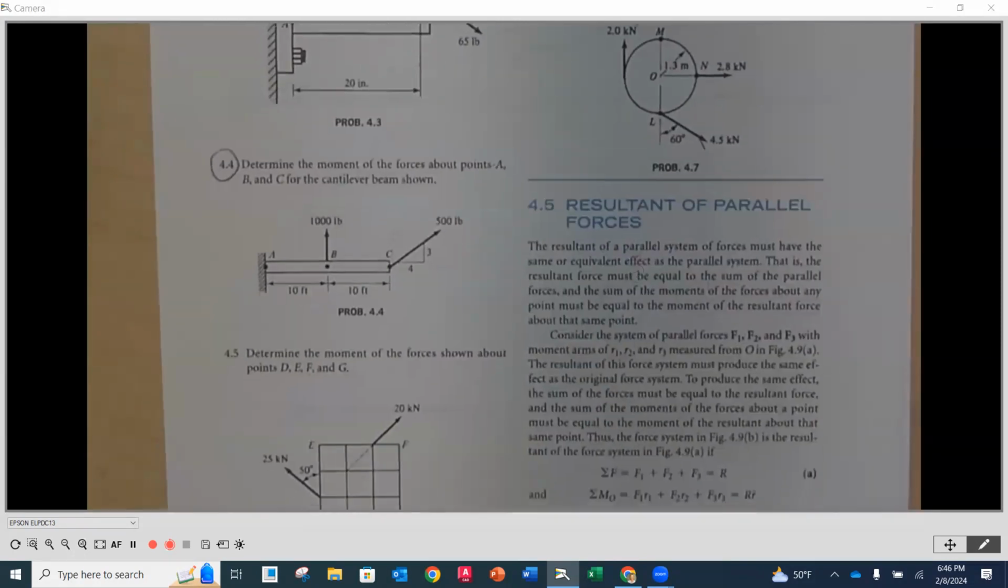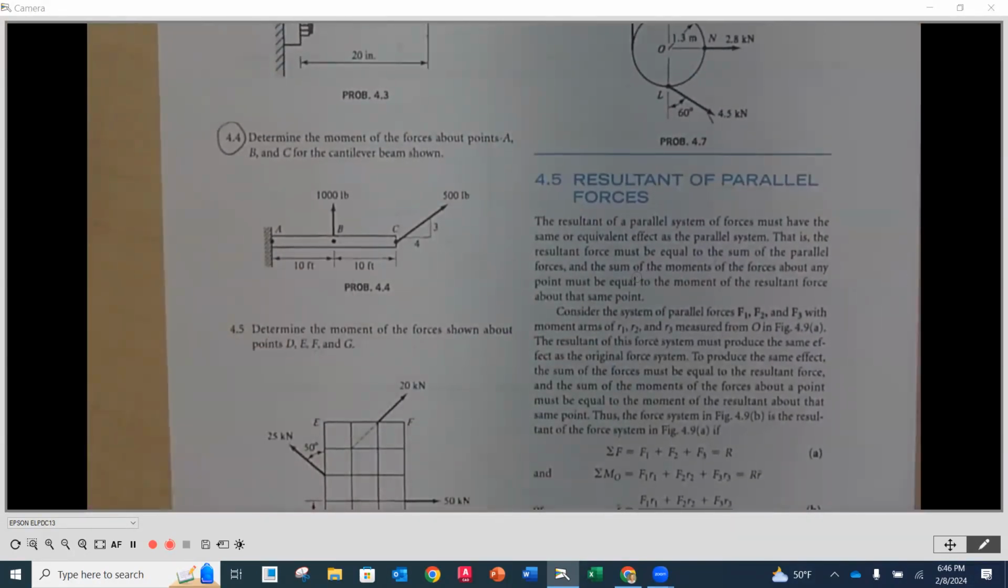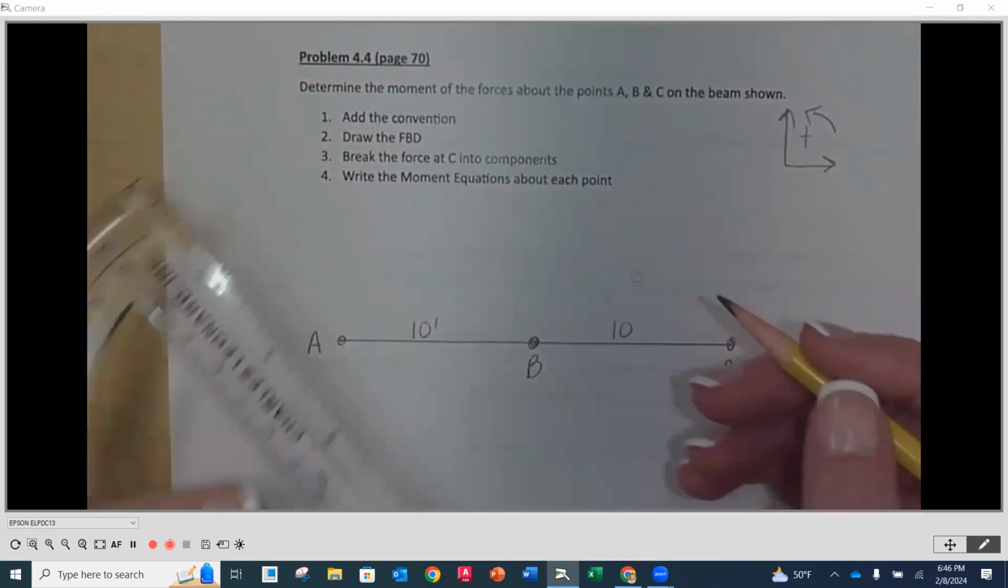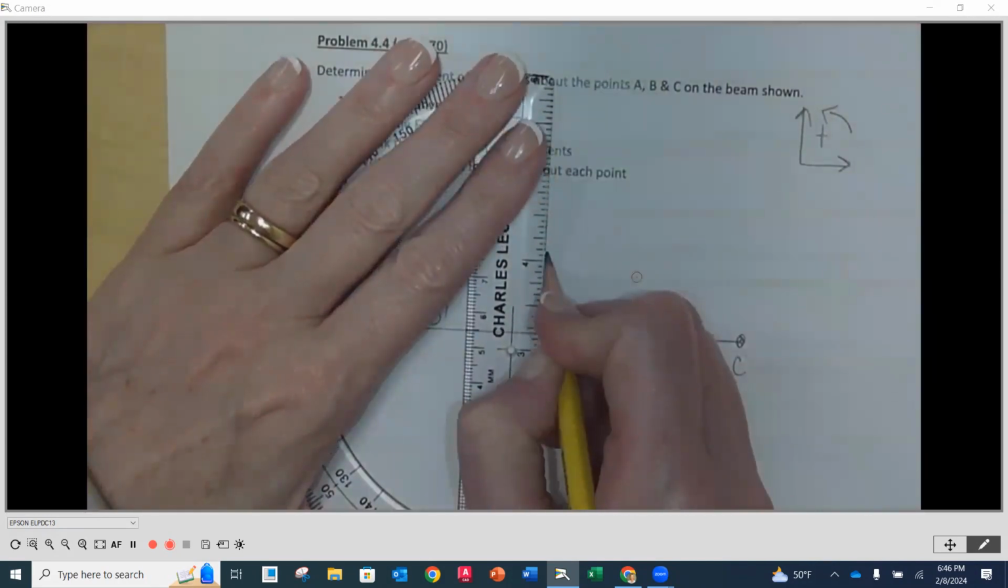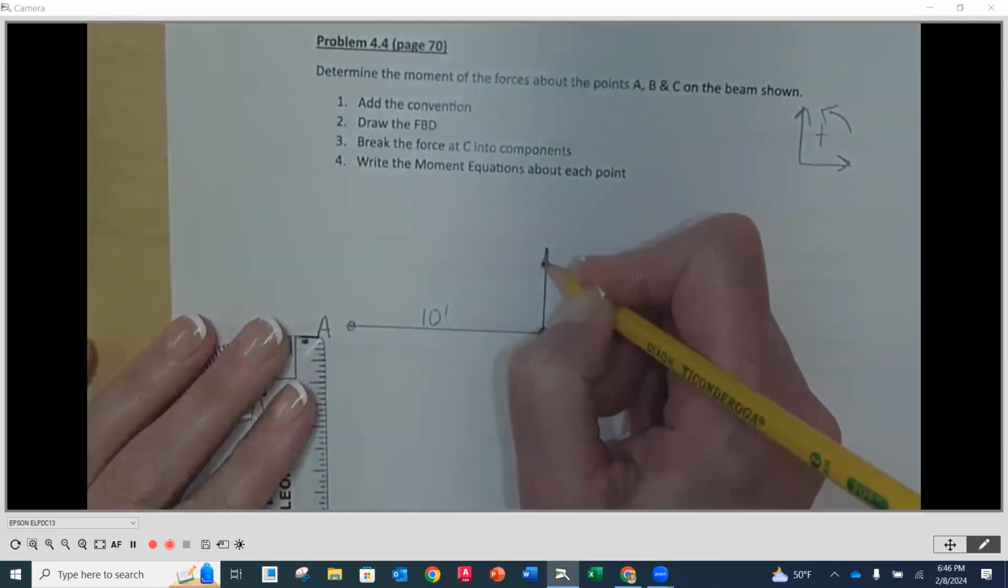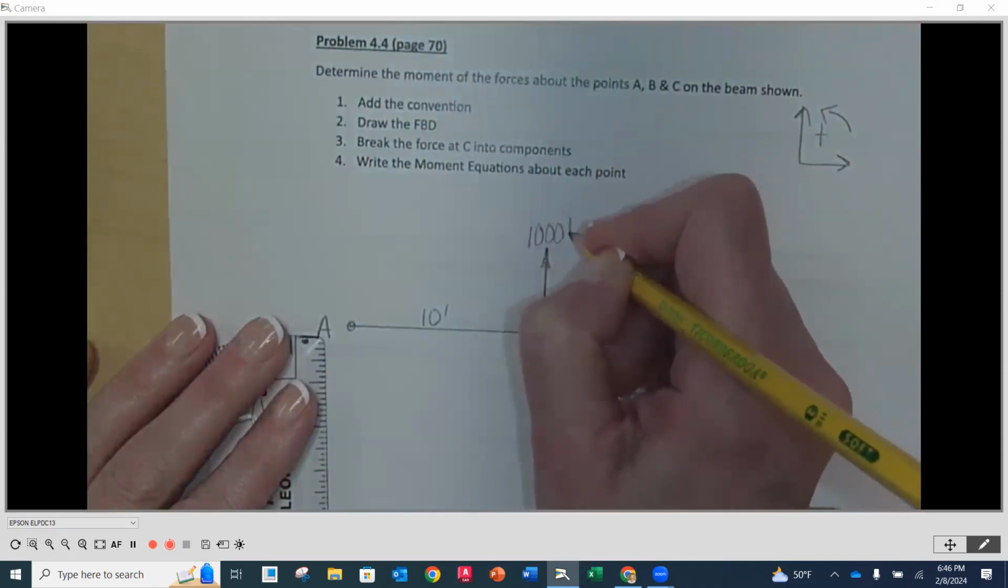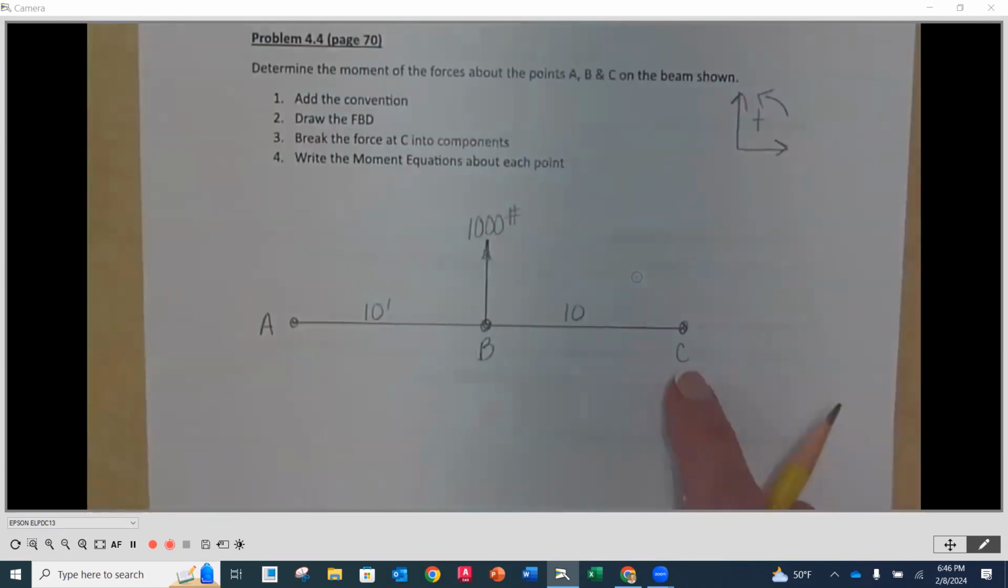All right, looking back over here, I've got a 1,000-pound force pulling up on B. So I'm going to draw a 1,000-pound force. Make sure you label it with units. And then we've got C out here.